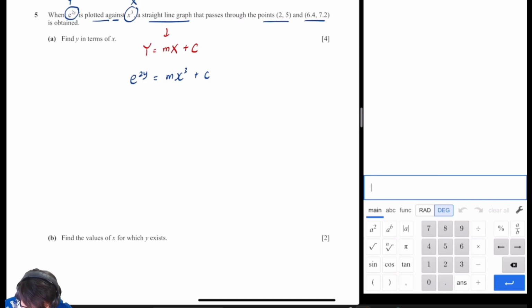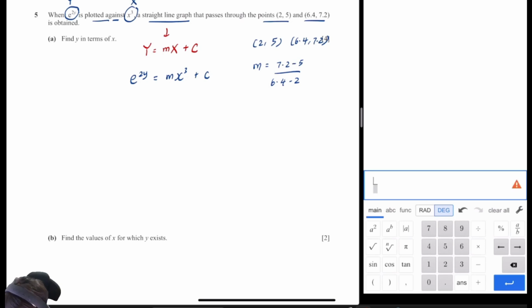Now, what do we do here? We have to find the gradient using the points given, 6.4, 7.2. So m is equal to 7.2 minus 5 divided by 6.4 minus 2. Let me just use this, 7.2 minus 5 over 6.4 minus 2. That's going to be 1 over 2, right? So e to the power of 2y is equal to 1 over 2 x cubed plus c.